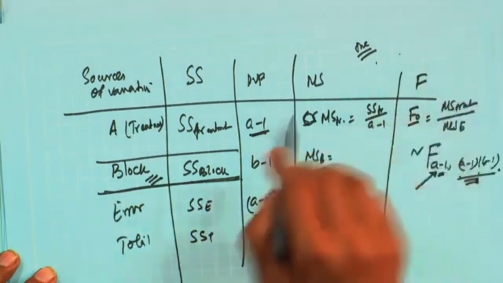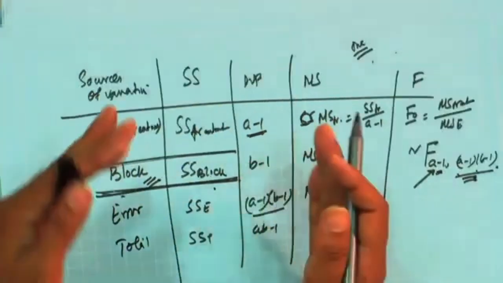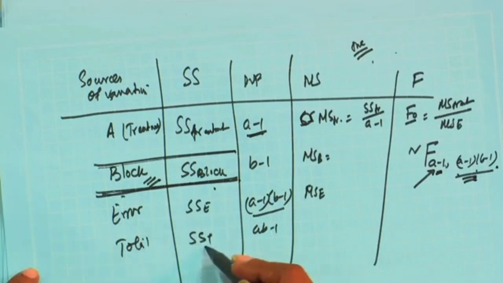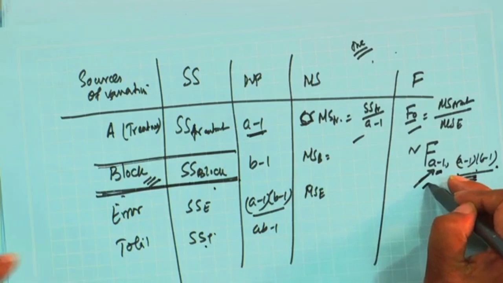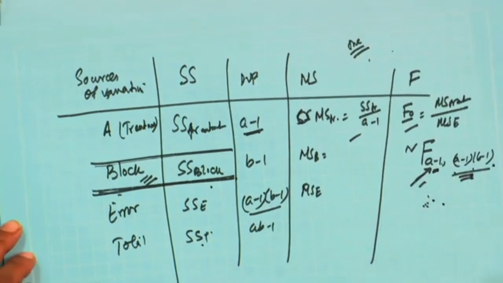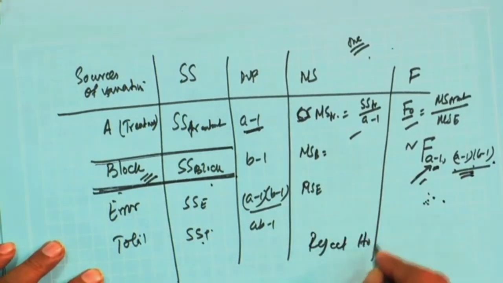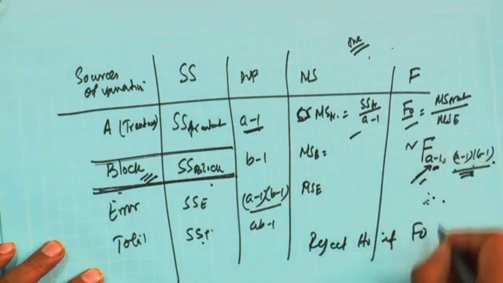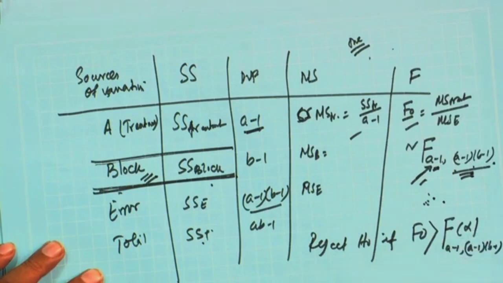But when you are actually blocking, you are partitioning the sources of variation into blocks also. So, this will be taken out, and as a result the F0 and other statistics values will become different, and you will be getting the correct kind of result. And then you will reject H0 if F0 is greater than the threshold value F with A minus 1, (A minus 1)(B minus 1) degrees of freedom at alpha, the level of significance.